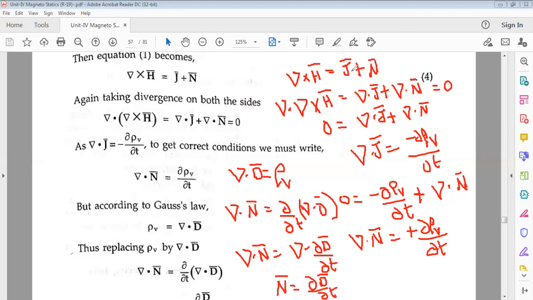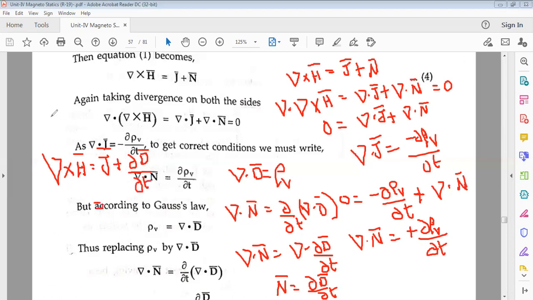This is not compatible when we take del cross H bar is equal to J bar. To add the N bar term, that N bar we got, dou D bar by dou T, what is the final equation now? Del cross H bar is equal to J bar plus dou D bar by dou T.